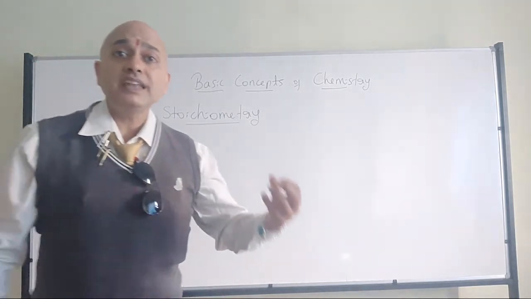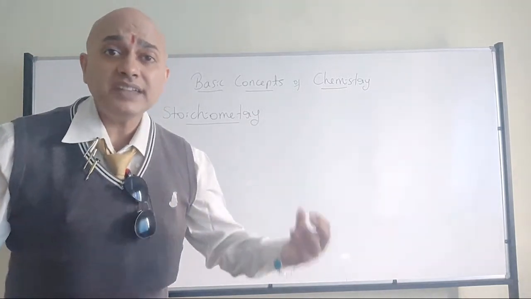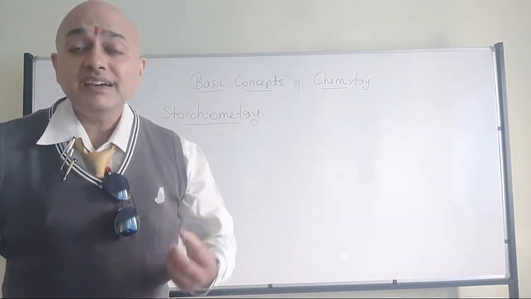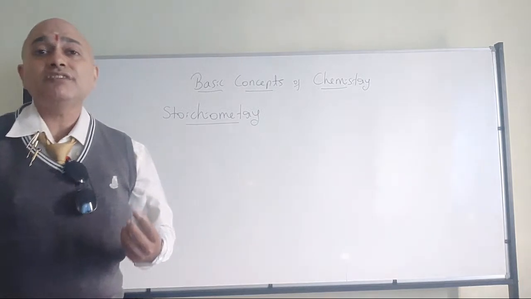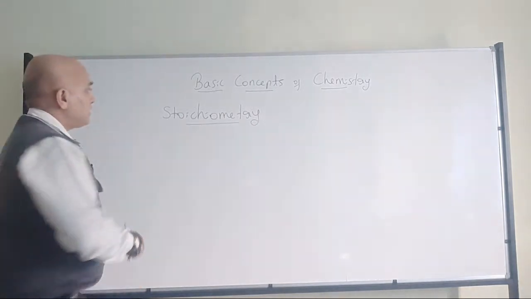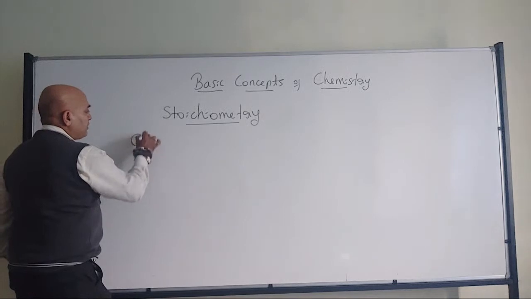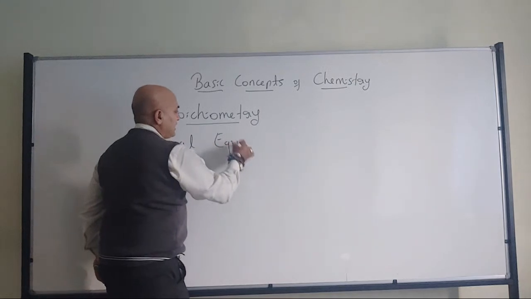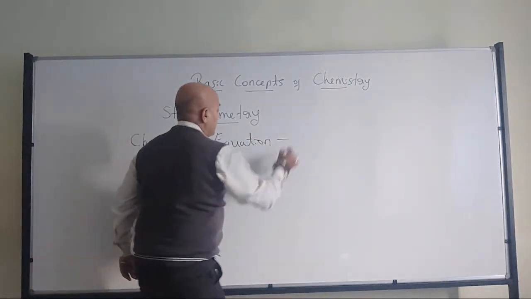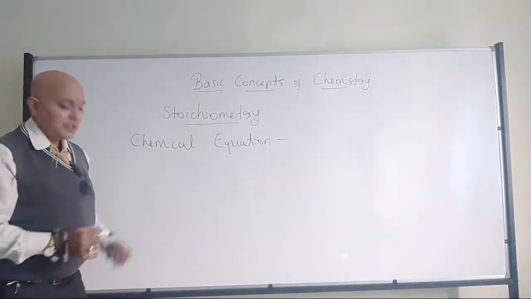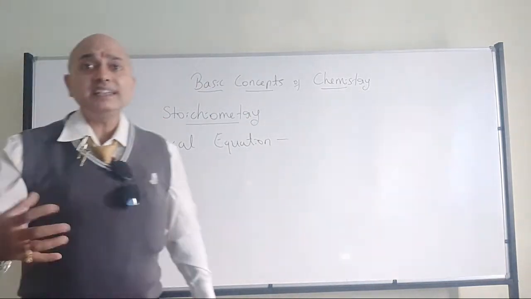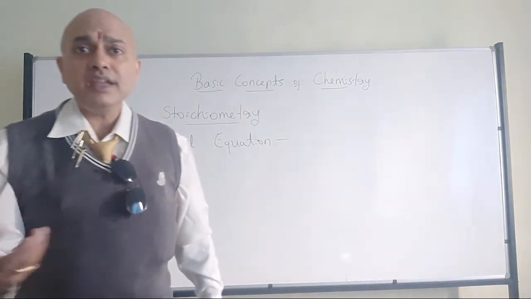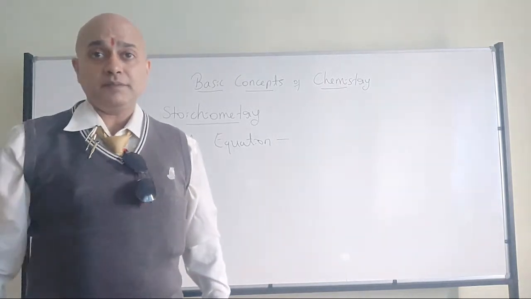Whatever amount of elements are present on the reactant side of an equation, the same amount of elements should be present on the right hand side, that is the product side of the equation. Fine. So what I mean to tell you is, when I am talking about a chemical equation, please remember that a chemical equation is nothing but a representation of a reaction, because in a test tube or in a beaker some reaction will be happening, right?